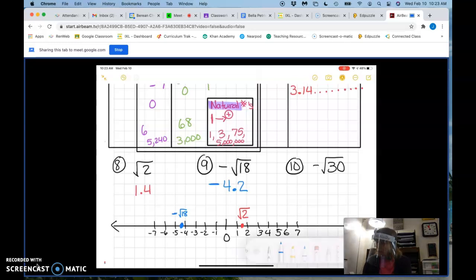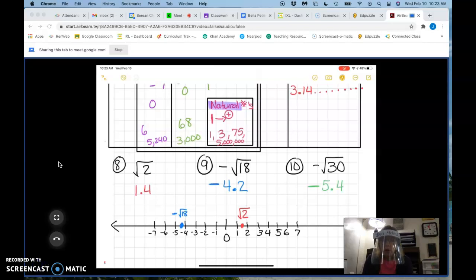And what about the last one? What is the square root of -30? Cameron? Okay, so negative 5.4, which would fall between negative 5 and negative 6, and then we're just going to label it.